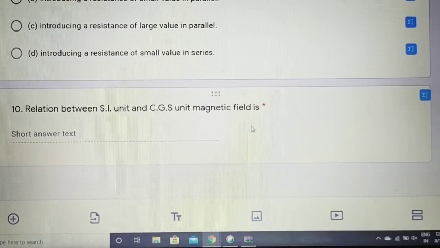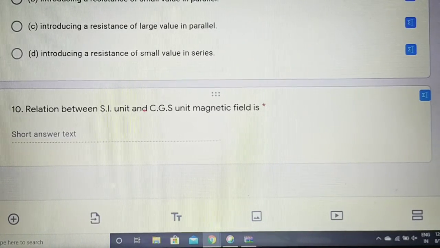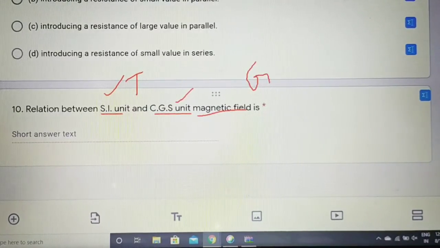The question says we have to tell the relation between the SI unit and CGS unit of magnetic field. What is the SI unit of magnetic field? It is Tesla. And what is the CGS unit of magnetic field? It is Gauss. We have to tell the relation between them. We already know 1 Tesla is equal to 10 to the power 4 gauss, and this is the relation that you have to tell.